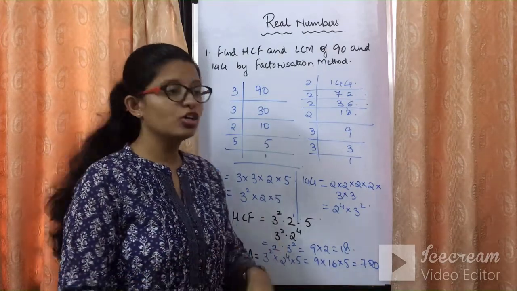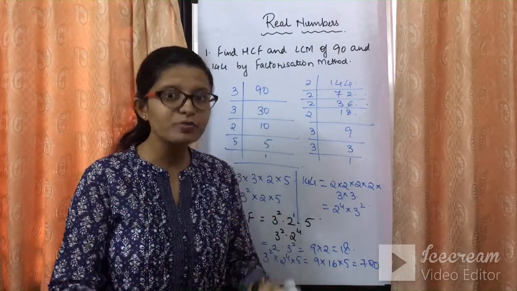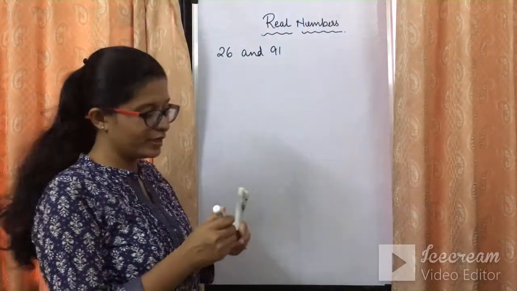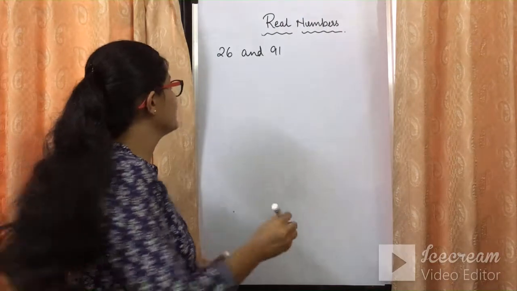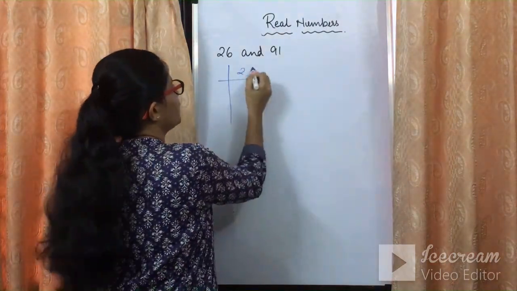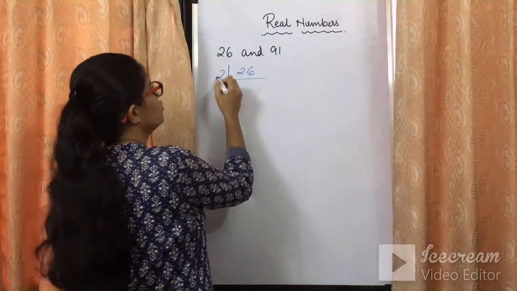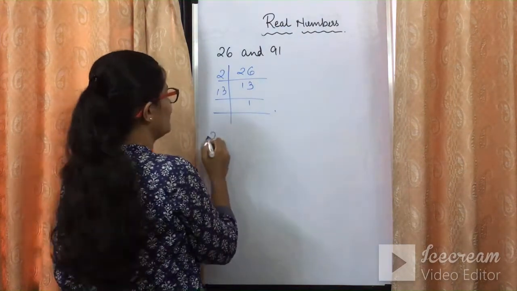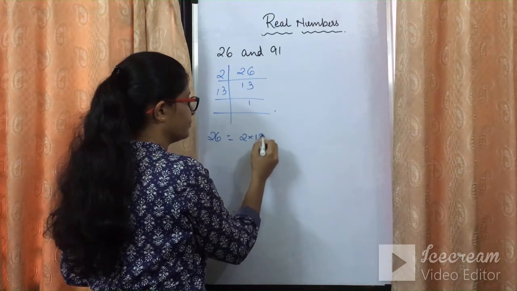So let's have a look at a few more sums, few more word problems related to HCF and LCM. Let's have a look at one more sum of the factorization method. Again we need to take out the HCF and LCM. So we will be taking out factors. If I divide 26 by 2, I will get 13, and then 13, 1. So the factors for 26 come out to be 2 into 13.